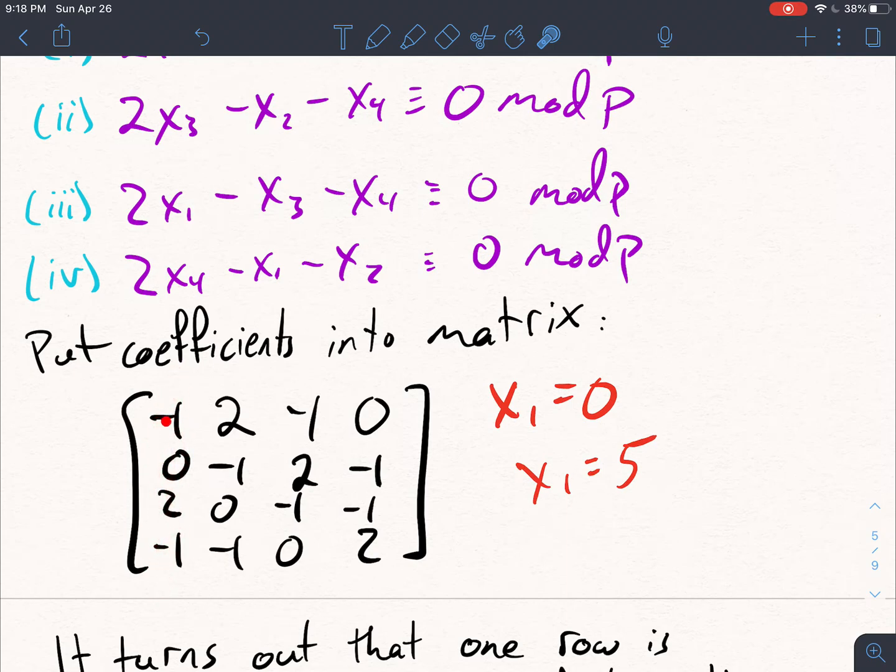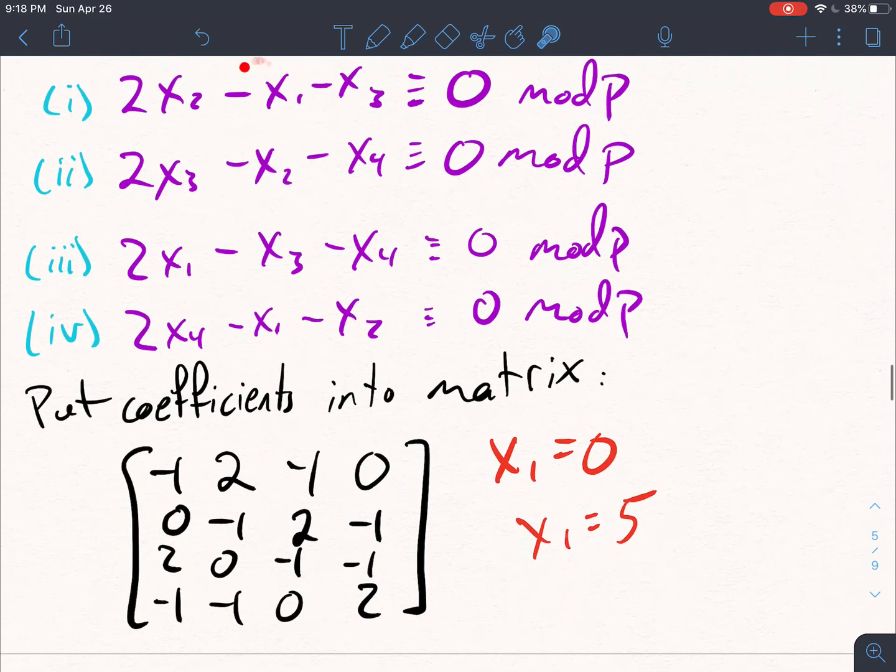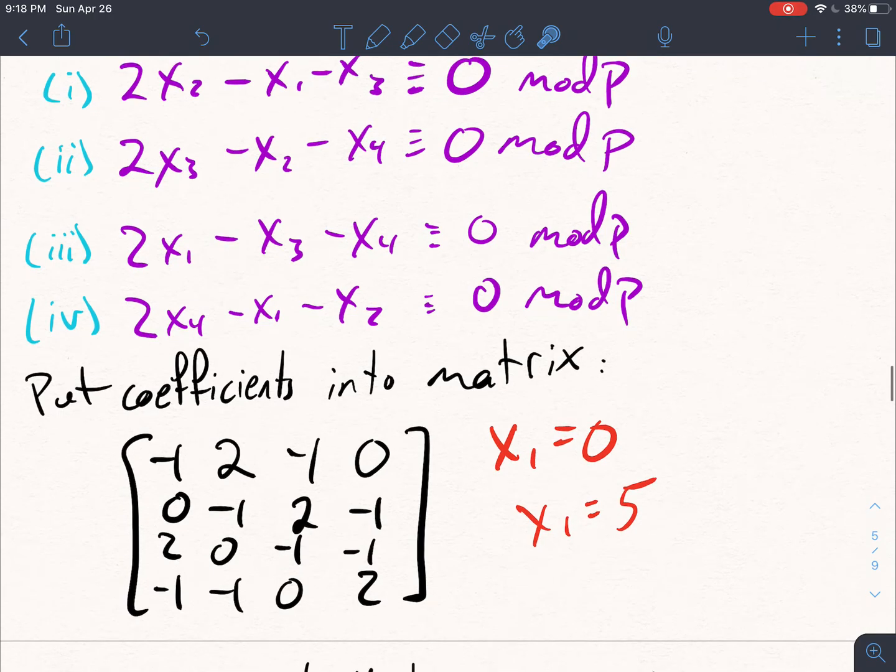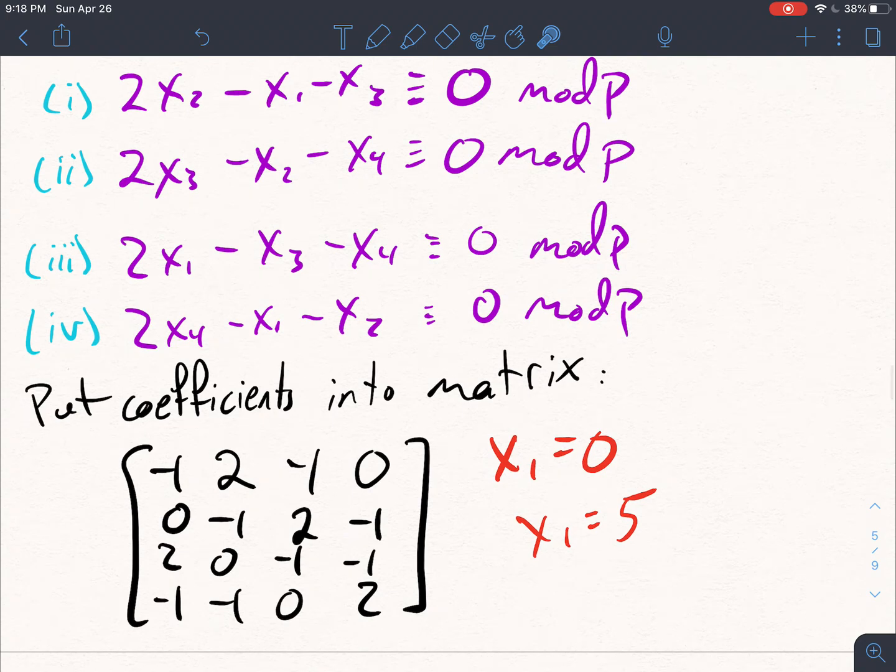So yeah, we can specify that x1 has to be equal to 0, which would effectively make this entire column a column of zeros, because up in my equations, if my x1 is 0, then all of the x1 terms, like my coefficient, would be 0. So I could just effectively get rid of that column.